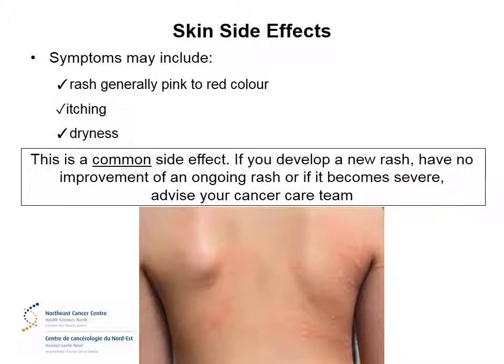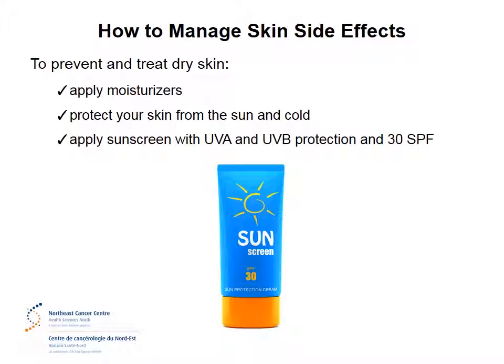Skin changes are a common side effect of immunotherapy. Symptoms may include a rash that can be pink to red in color, as well as itchy and dry skin. If you develop a new rash, have no improvement of an ongoing rash, or if the ongoing rash becomes severe, advise your cancer care team. Strategies to manage skin side effects of immunotherapy include preventing and treating dry skin by applying moisturizers. It is also important to protect your skin from the cold and sun. Use sunscreen with UVA and UVB protection and 30 SPF.